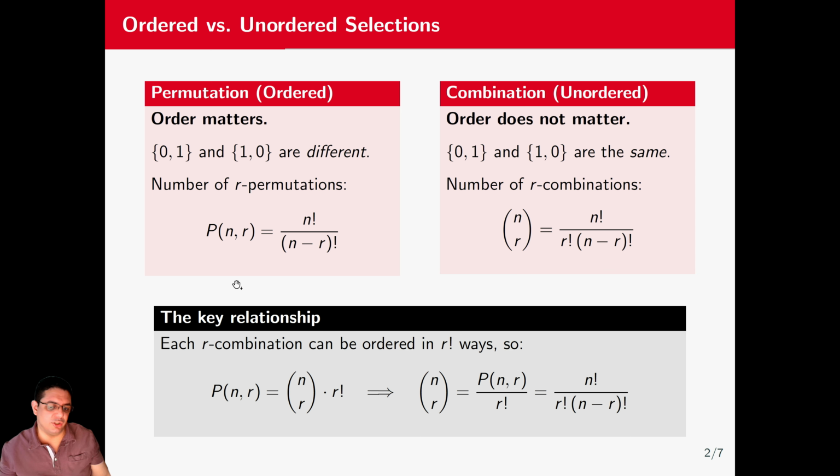Now, there's a key relationship here between combinations and permutations. For example, the permutation can be seen as the combination times R factorial. And in a similar way, the combination can also be seen as the permutation divided by R factorial. So there's a relationship between these two formulas.